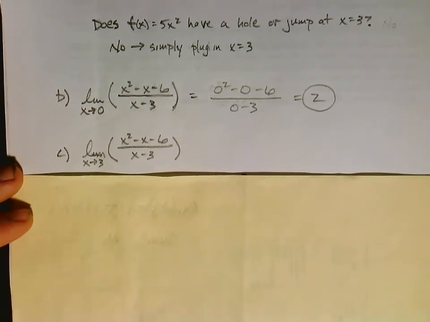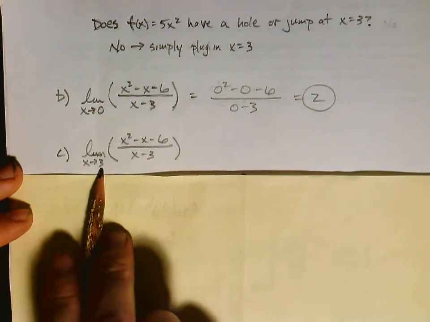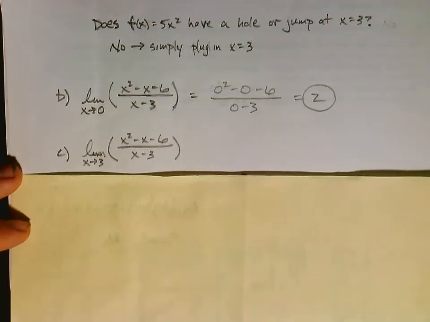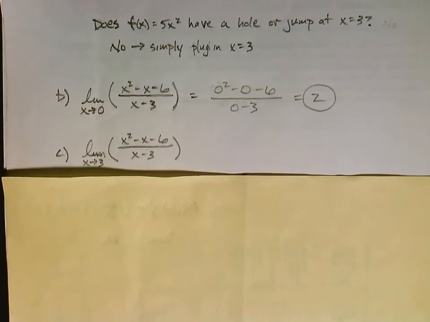Now here's the thing, we can tell something unusual is going on because we would be dividing by 0 if we tried to plug 3 in. But what exactly is going on? At this point, we need to fall back on some of our college algebra skills.